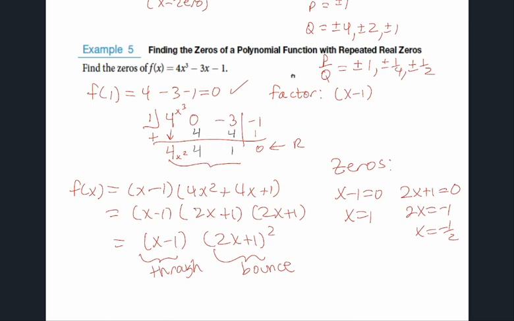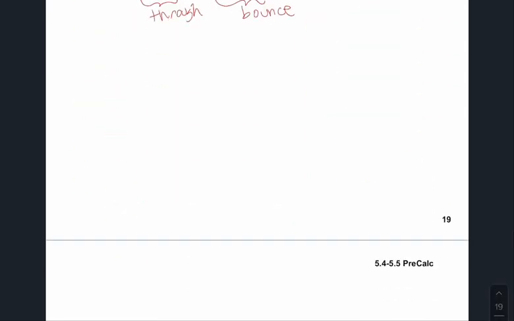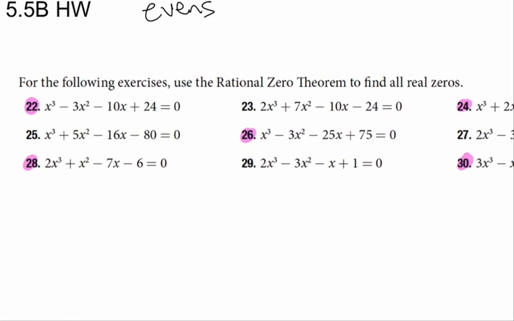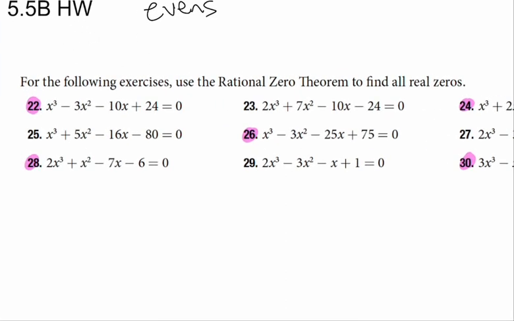Does anybody have any questions about example 5? It's a lot of stuff, for sure, okay? Okay, so the homework, we're only going to be doing the evens for now because you saw how long these problems can be. So for each one of these, this is your f of x. It says it's equal to 0, so that is just a way for them to say to find all the zeros. The zeros will make that equation true.